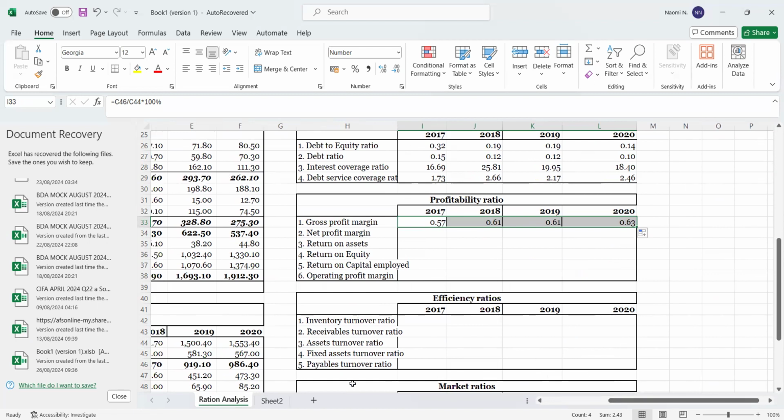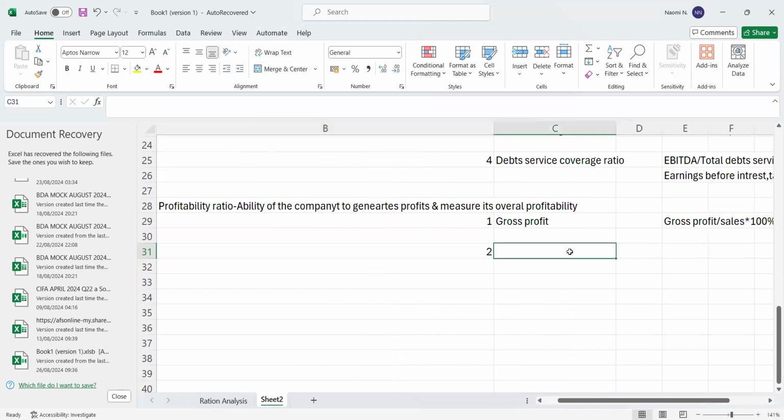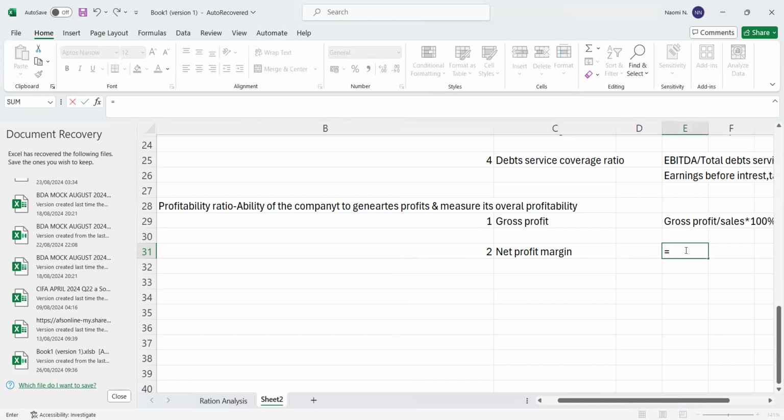Then we come to calculate the net profit margin. On the net profit margin, we have net profit margin is equal to net income divided by net sales times 100.